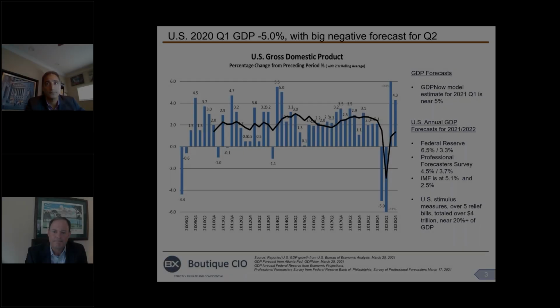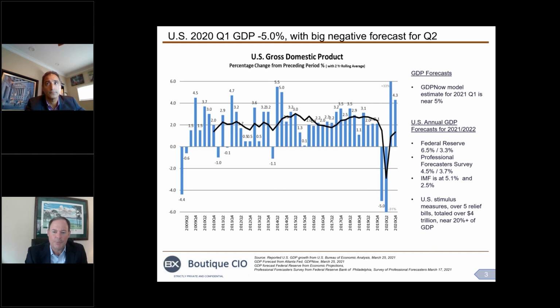What are you seeing just in terms of economic growth, and how does that translate into corporate earnings, and how bullish or bearish are you as you look into the future?